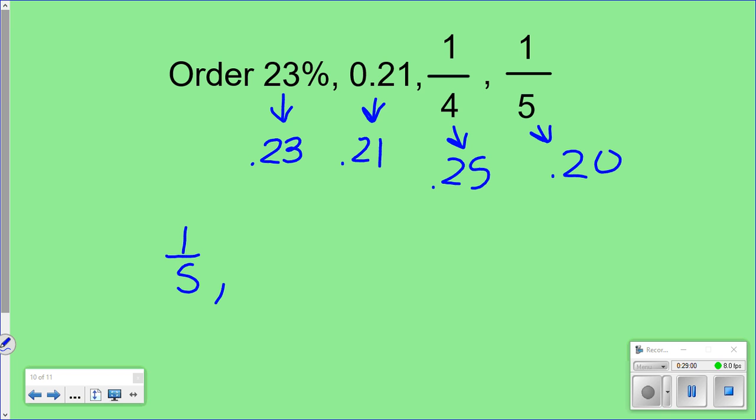Now what's the smallest? Yep, so 0.21. Now what's the smallest? 23%. Now what's the smallest? I think it's 1/4. Or the greatest, I guess I should say. So it looks like this. Okay, do you understand what I did there? I made them all decimals. Then I could figure out which one was greater and less than, and then I used this format to order them from least to greatest. Yes? You have to use that format? Yes. Yep.